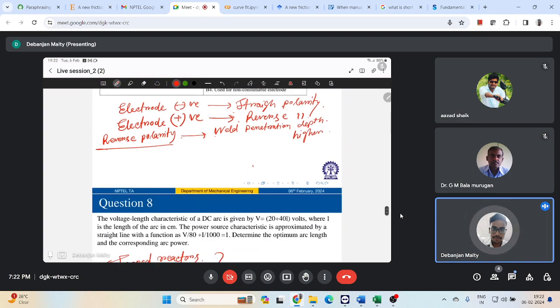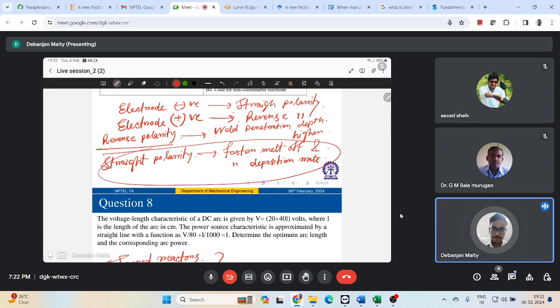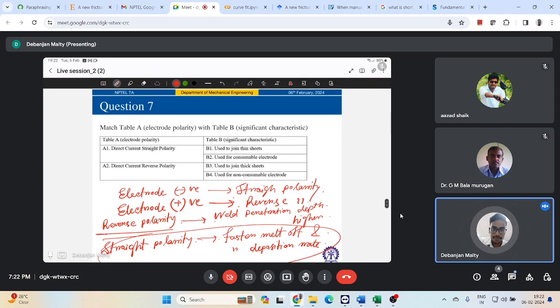Now, what are the advantages of straight polarity or negative polarity? It has the advantage of faster melt-off and faster deposition rate. These are my advantages of straight polarity, right? So what will happen over here?